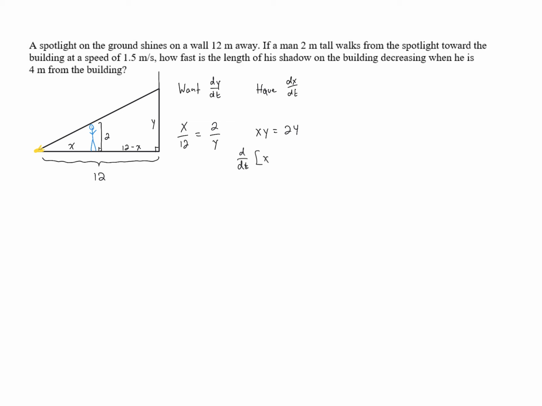So d over dt of xy equals d over dt of 24. We're going to have to use the product rule here. So when we take the derivative of that, we've got the derivative of the first, which is going to be dx over dt, times the second, which is y, plus the derivative of the second, which is dy over dt, times the first, which is x, and that equals 0 because the derivative of a constant is 0.